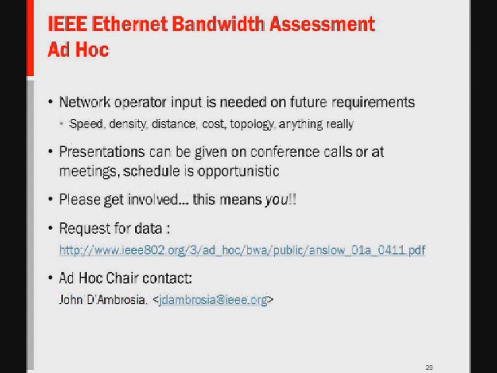And this is really the call for action for you, all the network operators, is that they really want your input. And they want your input on anything. It can be speed, network diagrams, traffic projections, cost requirements, density requirements, media requirements, distance requirements, anything that you're considering when you're designing your future networks, they would like to hear. And they would like to take that data and hopefully build something that really matches all of our needs. You can get on a conference call, you can schedule something in person.